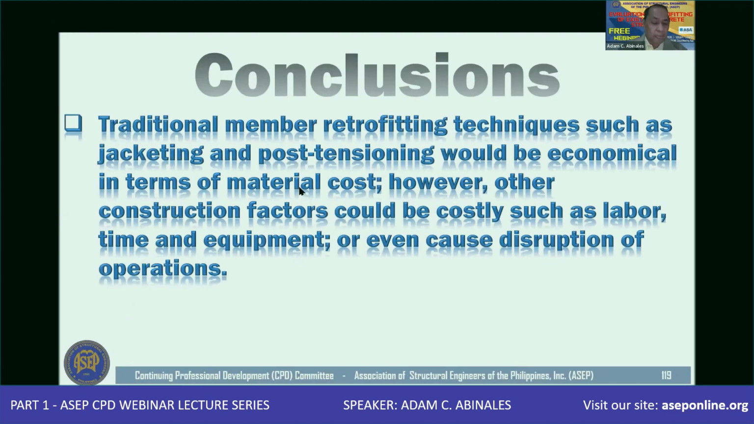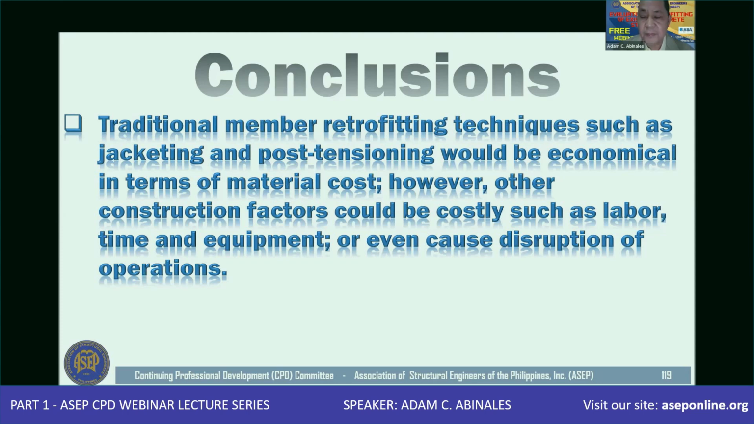In conclusion, traditional member retrofitting techniques such as jacketing and post-tensioning would be economical in terms of material cost. However, other construction factors could be costly, such as labor, time, and equipment. In the case study that I have presented, the main issue, the reason why we came up with scheme 4, was the disruption of operations of that building.